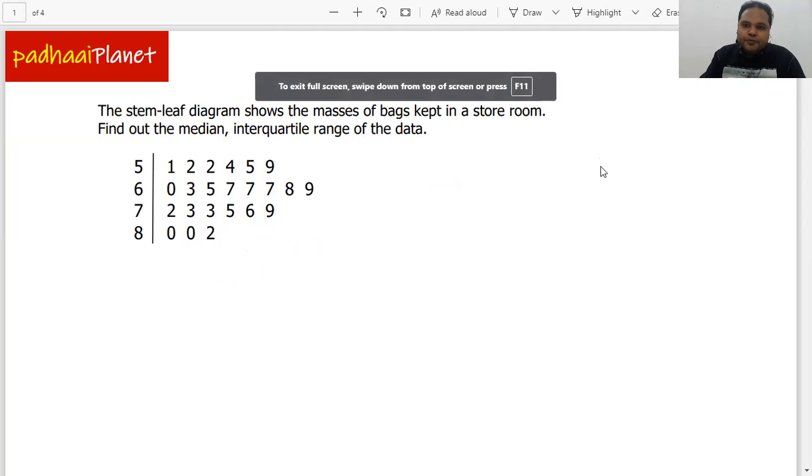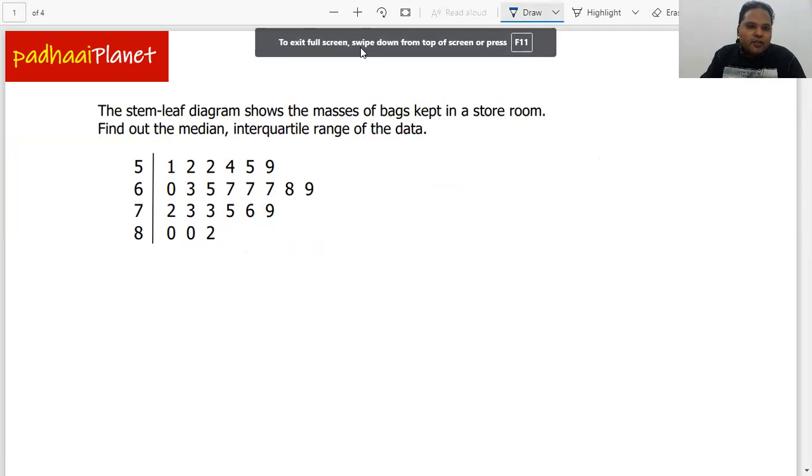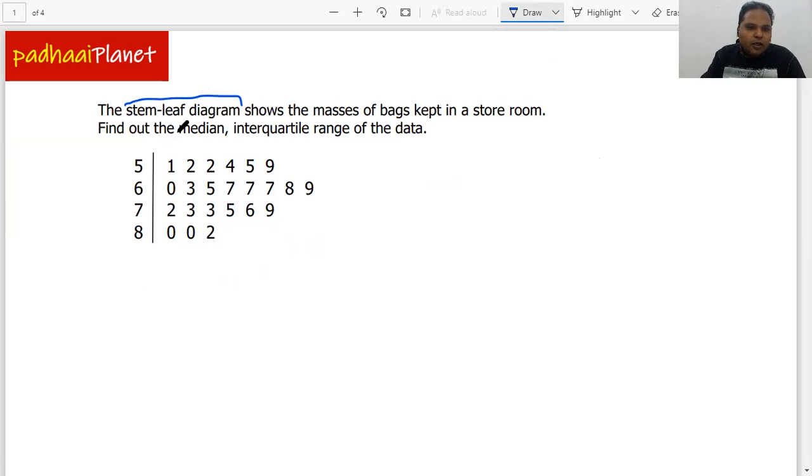In the question, we are going to understand that if we are given a stem and leaf diagram, how do we identify the median and how do we find the interquartile range of that particular stem and leaf diagram. Now, I hope you have already understood briefly about stem and leaf diagram from my previous videos.